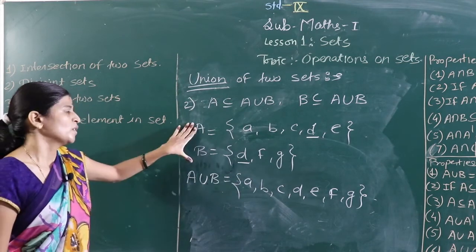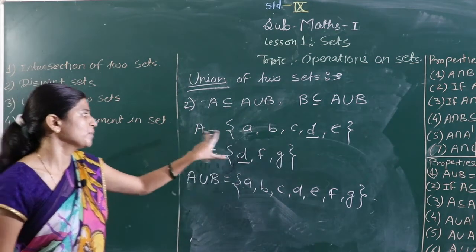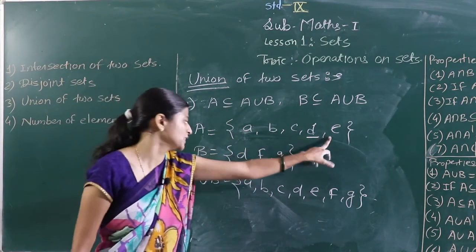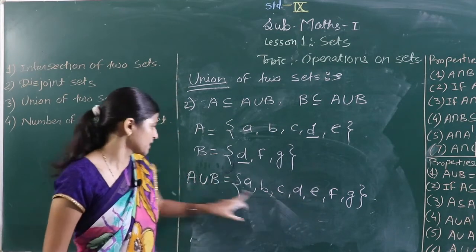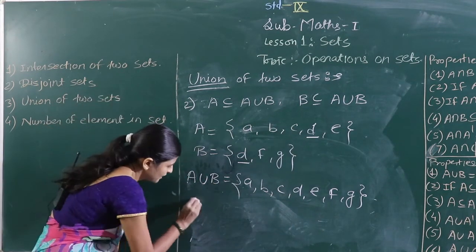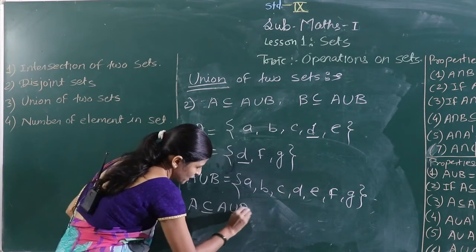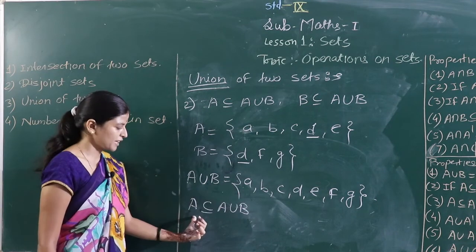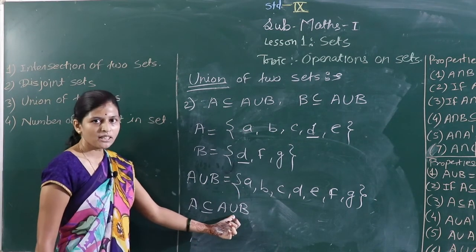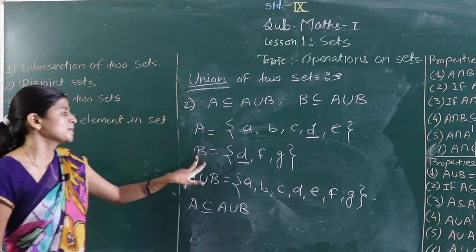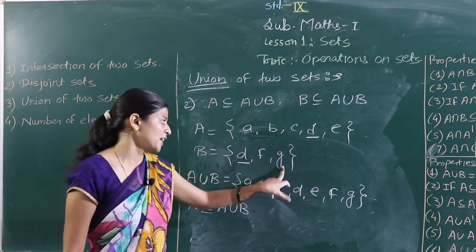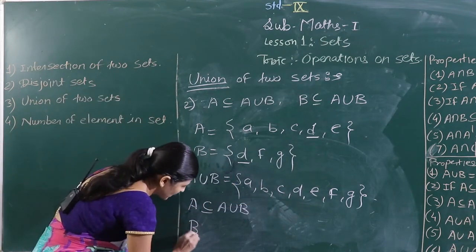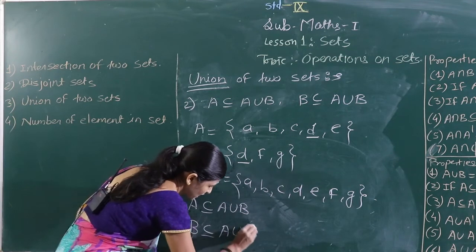Now we find that from these sets, all the elements of set A are present in set A union B. All the elements A, B, C, D, E are present in set A union B. So we can write A is a subset of A union B. Because all the elements of set A are present in set A union B, that's why we write A is a subset of A union B according to the subset definition. Similarly, all the elements of set B, that is D, F and G, are present in set A union B. So according to the subset definition, we write B is a subset of A union B.